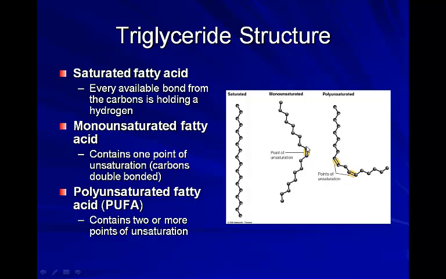Sometimes the carbon will double bond with the carbon next to it. We call that a point of unsaturation. So when you see this carbon-carbon double bonding, that's a point of unsaturation. So that means that this lipid here is not fully saturated with hydrogen, and we call that an unsaturated fat. Here, since there's only 1 point of unsaturation, it's called a monounsaturated fat. Here there's multiple points of unsaturation, so we call it a polyunsaturated fat.